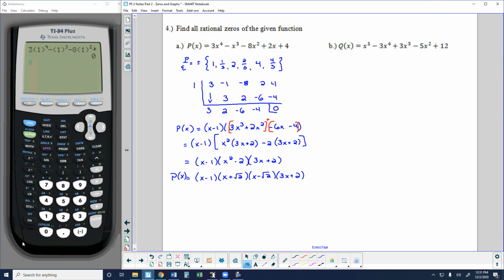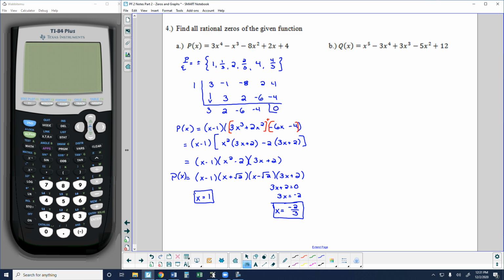Now the question said to find the rational zeros. So this factor, x minus 1, is going to give me a rational 0 of positive 1. I would set 3x plus 2 equal to 0. Subtract 2, so 3x would equal negative 2. So it's going to give me a rational 0 after I divide of negative 2 over 3, something that can be written as a fraction.